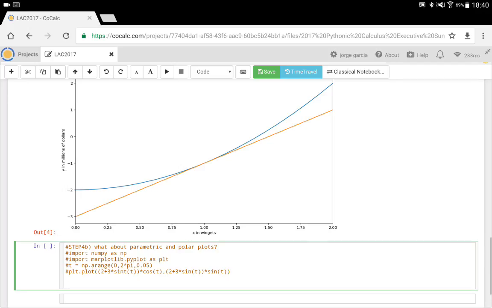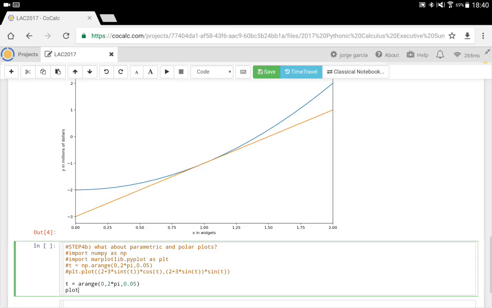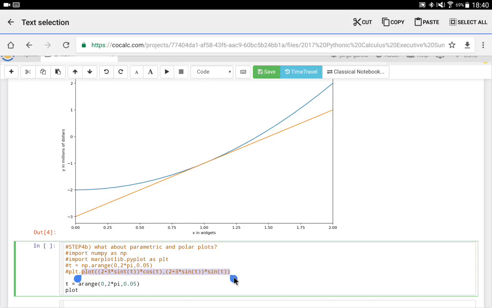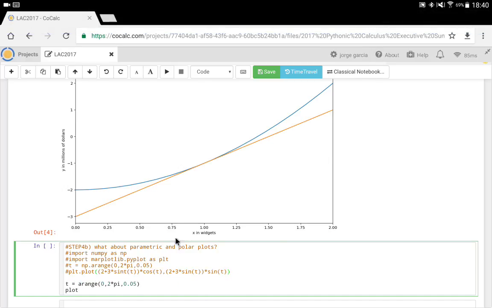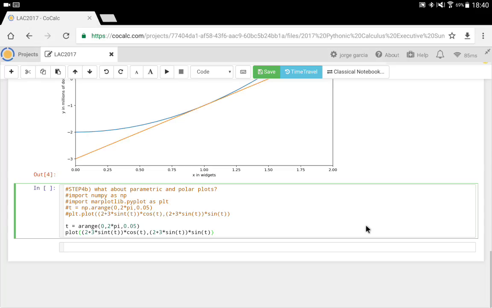But look how easy this is with the step 0 initialization we did. t equals arange again, but I don't have to do np.arange. From 0 to 2 times pi in whatever increments you want, so it's not too choppy, right? That sounds good, okay. And then just plot, instead of plt.plot, that whole mess. I should probably just copy it. I'm just going to copy this and put it here. There you go.